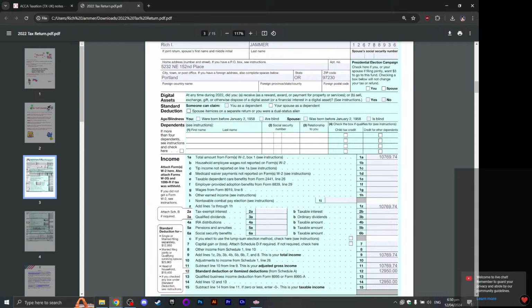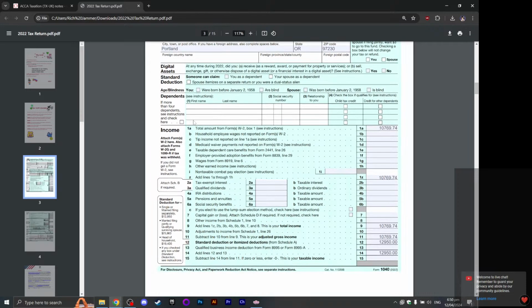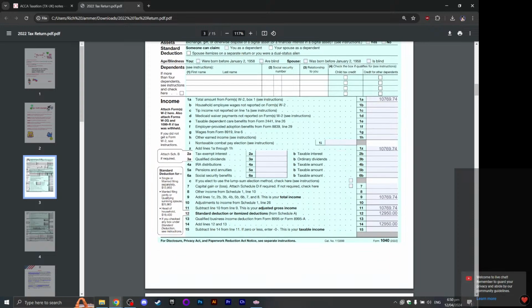Standard deduction. Someone can claim you as a dependent, your spouse as a dependent. Age, blindness, born, dependents. Okay, income, total amount of income, W2. Okay, that's the one we had. Household employee wages, yeah, we didn't have that. Tip income not reported. Medicaid, okay. Taxable dependent care, huh? Employer provided adoption benefits.